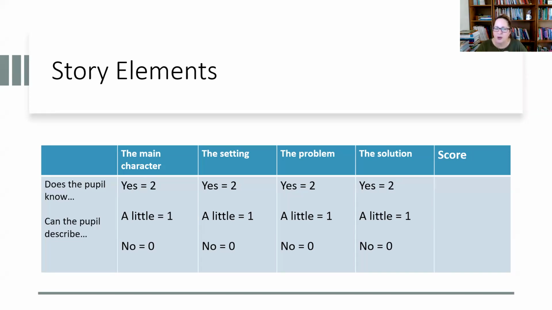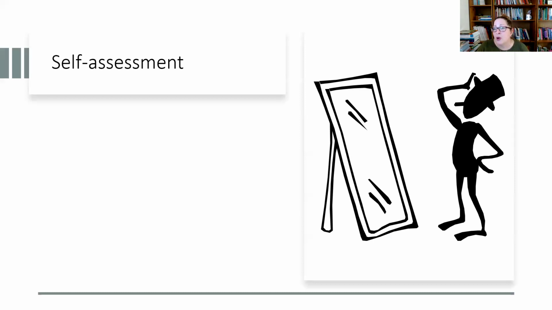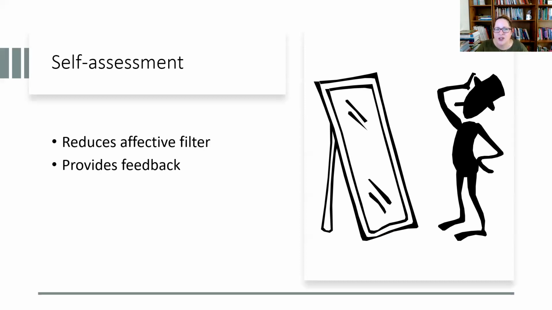So it helps us sort out the different kinds of performance. The piece that's the understanding and the piece that's the use of English are separate. You can also use self-assessment really effectively using rubrics and student performance. Self-assessment reduces that affective filter. They're doing it themselves. They get to gauge their own learning.